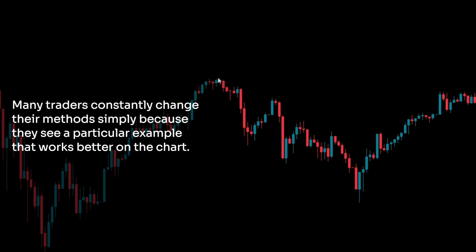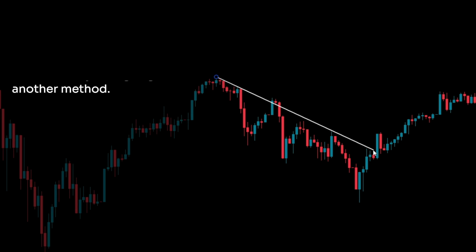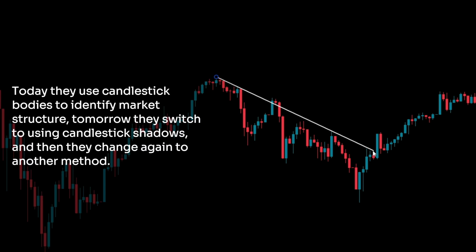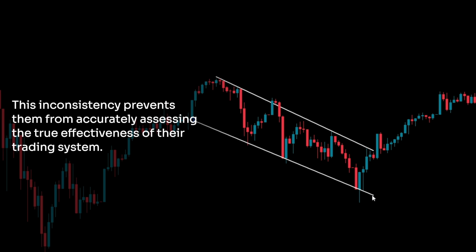Many traders constantly change their methods simply because they see a particular example that works better on the chart. Today, they use candlestick bodies to identify market structure. Tomorrow, they switch to using candlestick shadows. And then they change again to another method. This inconsistency prevents them from accurately assessing the true effectiveness of their trading system.